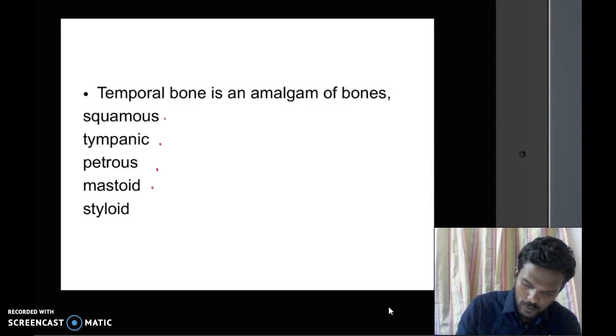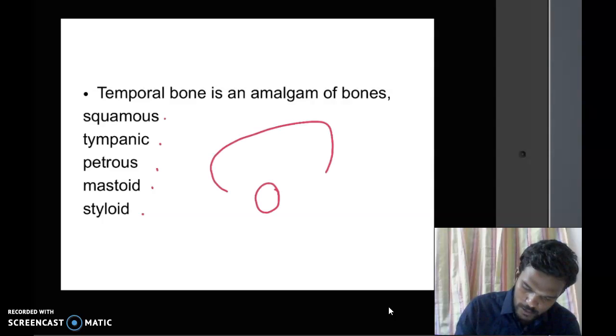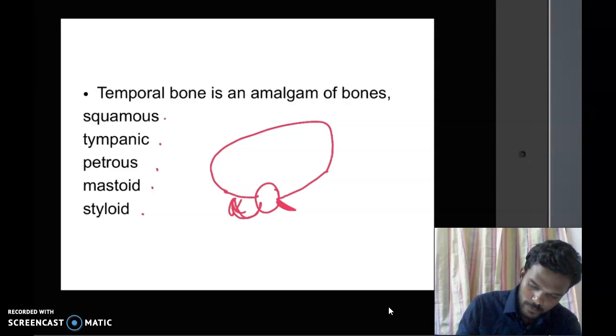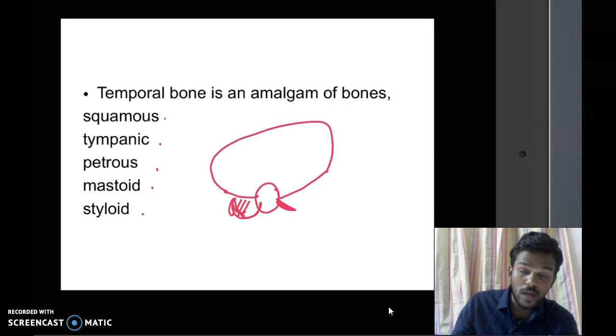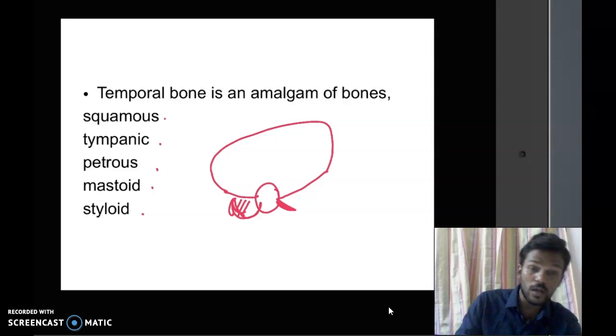A squamous bone forms a tympanic bone. There will be a styloid process, that is styloid bone. Within this, here it is mastoid bone. Inside there will be petrous part of the temporal bone. The petrous part of the temporal bone is not visible outside. All other bones are visible outside.